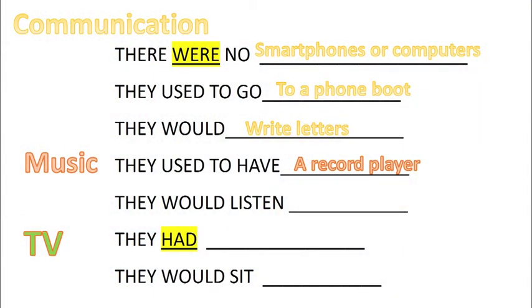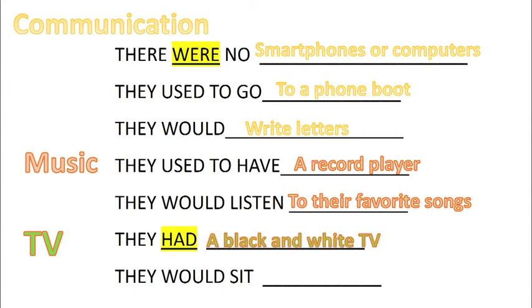So everything goes fast. So regarding music, they used to have a record player. A record player was like a CD, but a big CD, okay? And you had to play it with a needle. And then we have music. They would listen to their favorite songs. And regarding TV, they had a black and white TV, and they would sit in front of the TV in the evenings and watch television, watch movies, whatever program was on the TV.